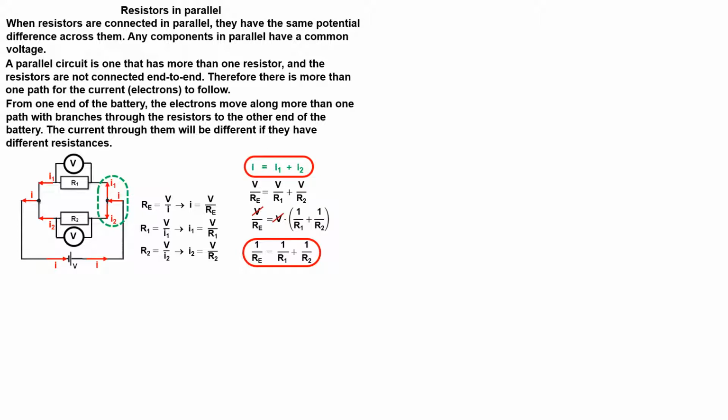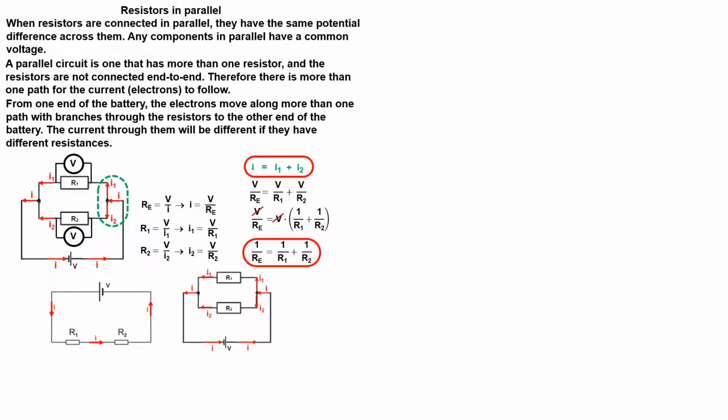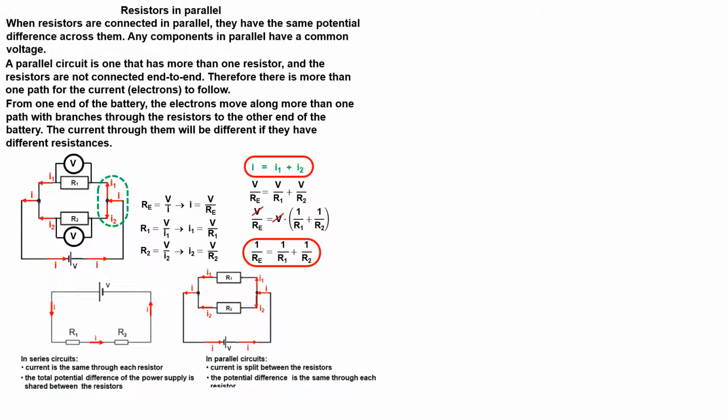Now it's very important you notice the difference between series circuits and parallel circuits. In series circuits, current is the same through each resistor. In parallel circuits, current is split between the resistors. In series circuits, the total potential difference of the power supply is shared between the resistors. In parallel circuits, the potential difference is the same through each resistor.